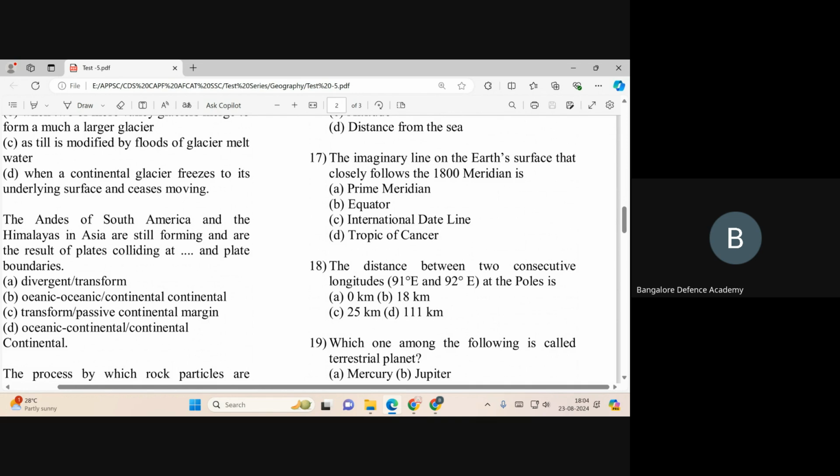Option D, 111 kilometer. Okay. You? Option D. Option B, 18. 111. Okay. How many are saying option A is correct?